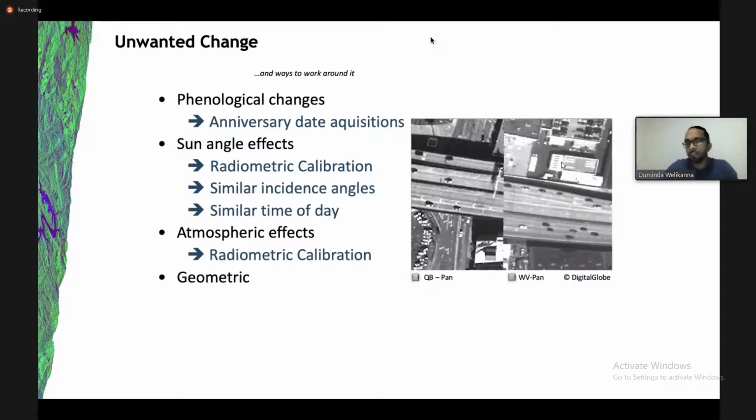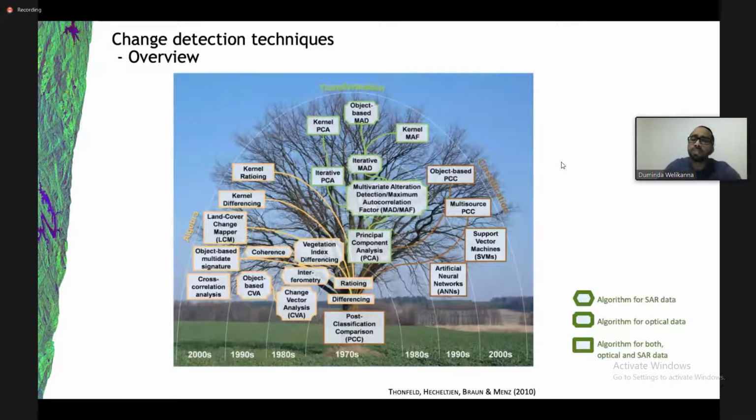So we do a radiometric calibration. Due to geometry, for instance, if these two images are not geometrically aligned and I do a change detection, it will show me that this road has a change. But you know that this is the same road and there is no change here. In order to avoid such false changes occurring, we have to align these images correctly. So we do geometric corrections on the images, that means co-registration and so on. So these are the change detection techniques developed in remote sensing.